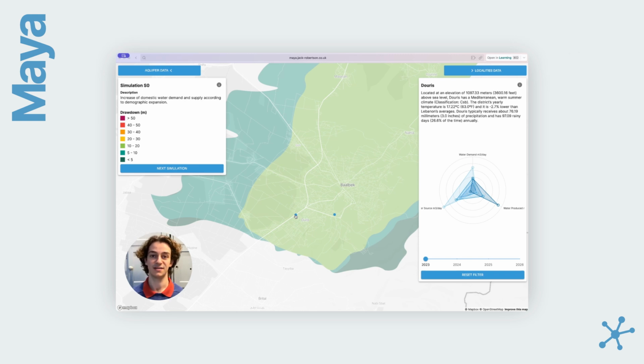So going back to this locality widget, you can get elevation as well as seasonal changes and rainfall. And in the future, I plan to integrate imagery to help illustrate these parameters further.